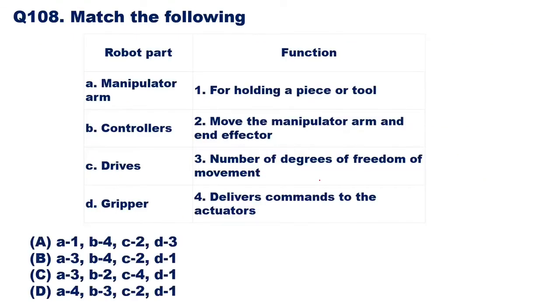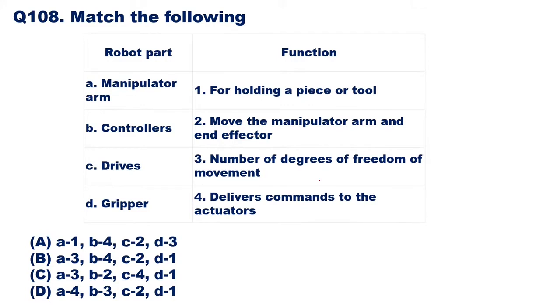Then we'll go to the next question, question number 108. Match the following. There are 2 parts given here: one is robot part and the other one is function. The first robot part mentioned is manipulator arm, which is A in the first option. So manipulator arm does what? Options 1, 2, 3, 4 are given. Out of these 4 options, manipulator arm does the number of degrees of freedom of movement. That is option 3, number of degrees of freedom of movement.